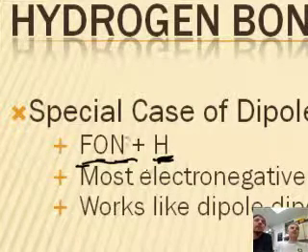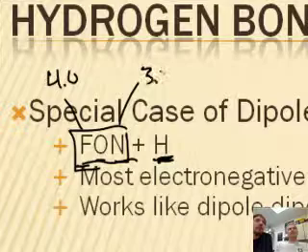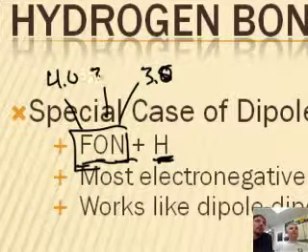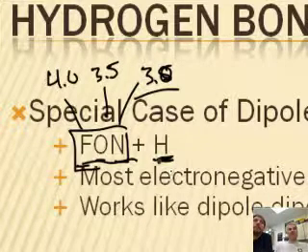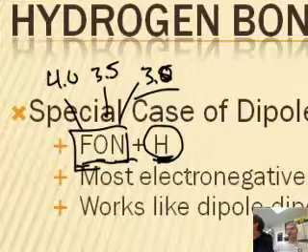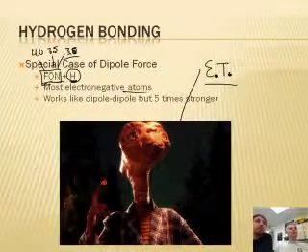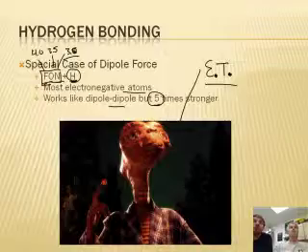You see, these are the three most electronegative atoms that exist: F, O, and N. F, if you recall from previous podcasts, is about 4.0, and N is 3.0. O is somewhere in the middle, around 3.5. These are the most electronegative atoms connected to the smallest atom, hydrogen, that bonds. Helium is smaller, I guess, but it doesn't bond. So these are the most electronegative atoms, and it works like a dipole-dipole, but it's just stronger, about 5 times stronger as a rule.